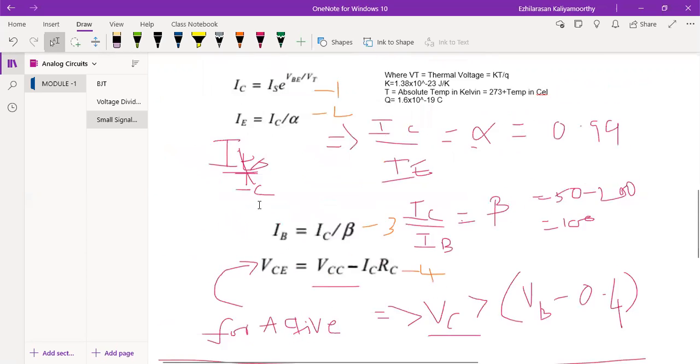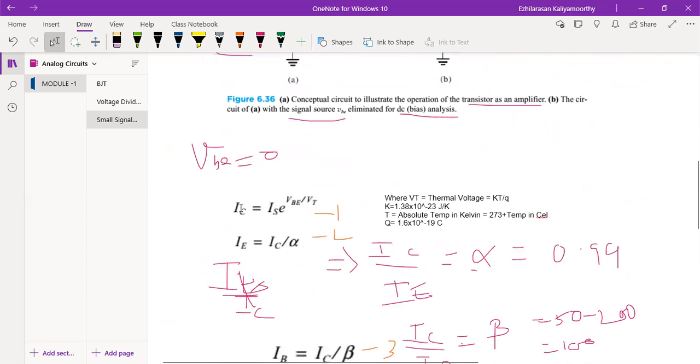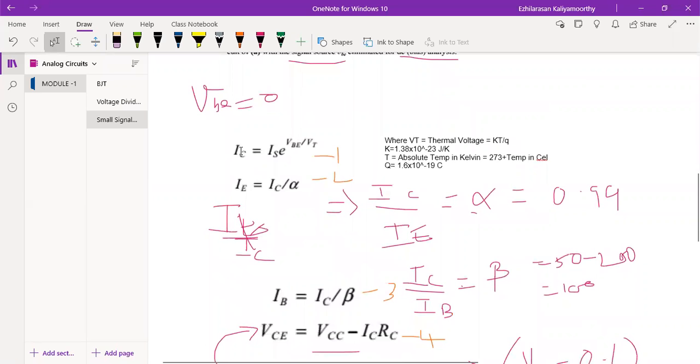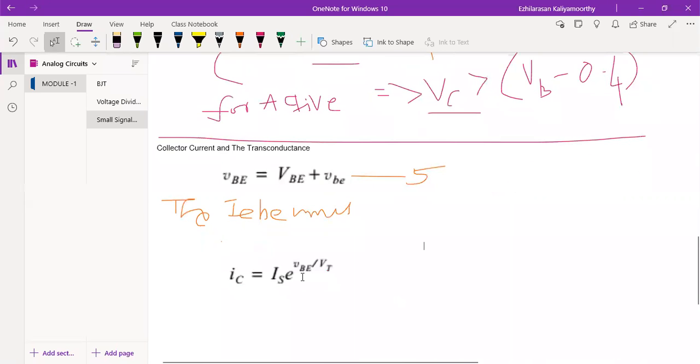Previously we wrote here, you can see, a capital IC and then capital VBE because of DC quantities. Then when you superimpose the AC signal quantity, we write a small ic and a small vbe. This is nothing but the total. So now what you will do next, you consider this as equation number 6.